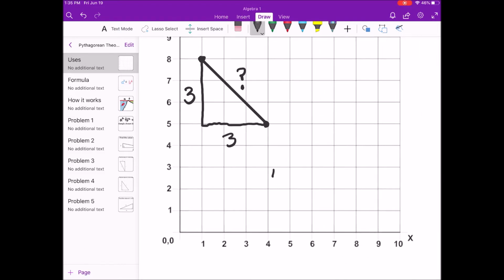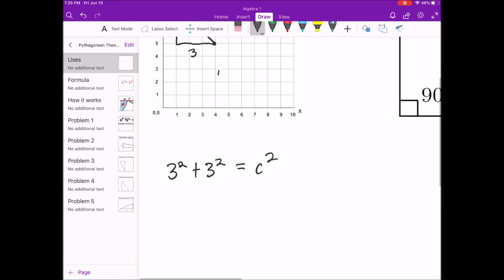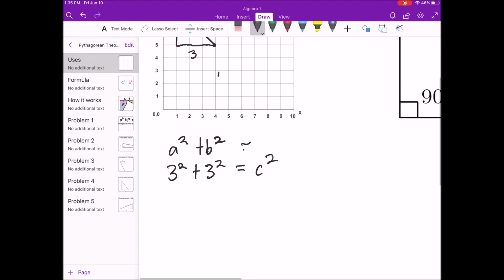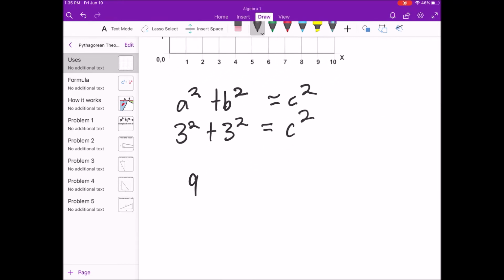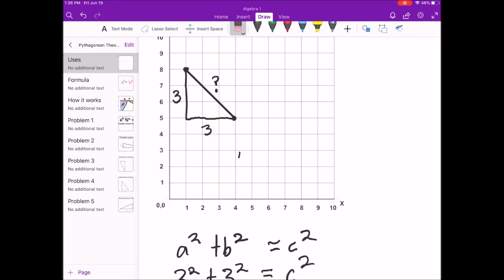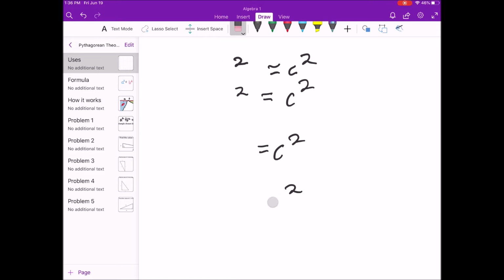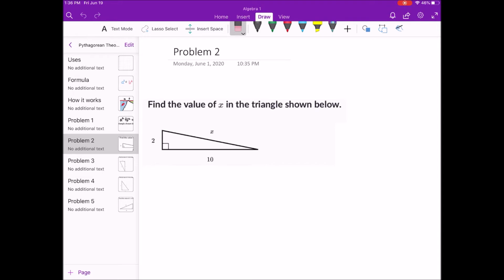So if you're trying to find this length here, it's 3 squared plus 3 squared is equal to c squared. a squared plus b squared is equal to c squared. That's the formula. When you do this, 9 plus 9 is 18, which is equal to c squared. You take the square root of 18 and the square root of c squared, and the square root of 18 is 4.24. It's a really long number, but there you go. You can find the length of that hypotenuse, that line. That is super cool. That is why we are learning this, because it's really important, and I love this formula.